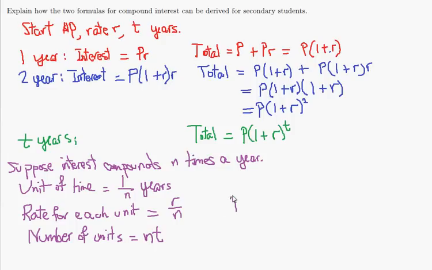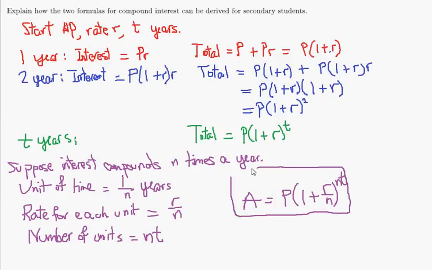And so that gives us the familiar formula: A is equal to P times 1 plus R over N, to the N times T. And so there is the formula for discrete compound interest.